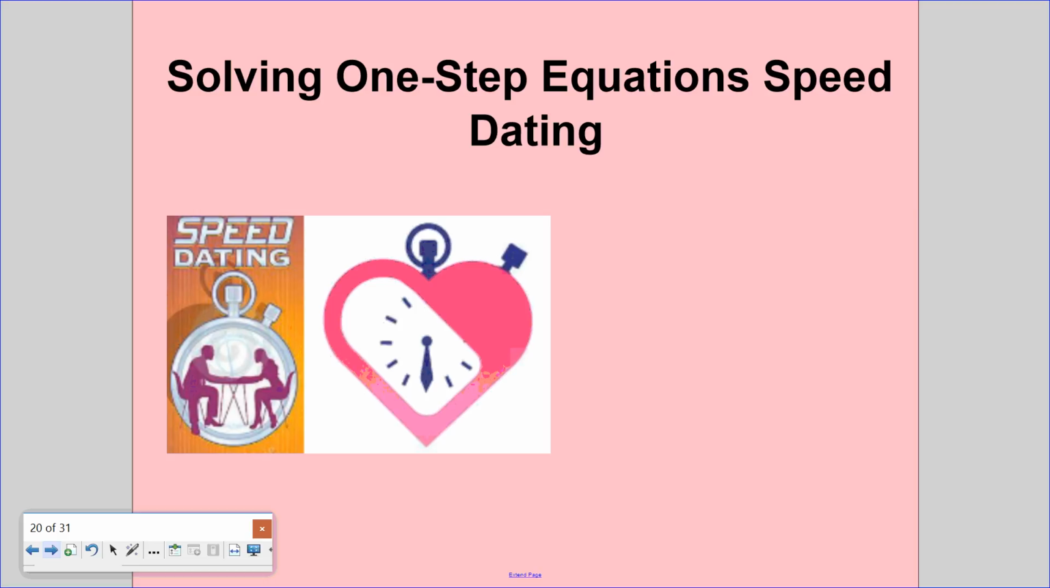That's how to solve one-step equations: multiplying, dividing, adding, subtracting. You solve for the variable. You do the inverse operation, solve it, check your work.